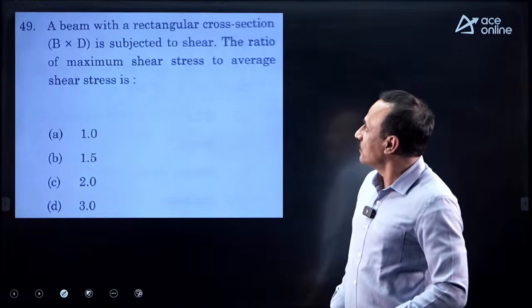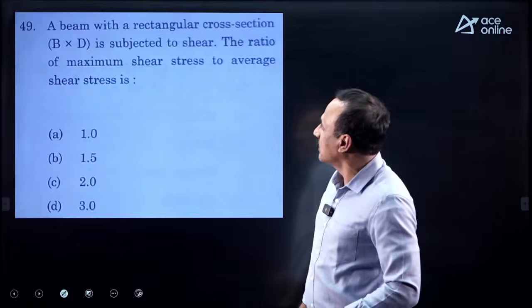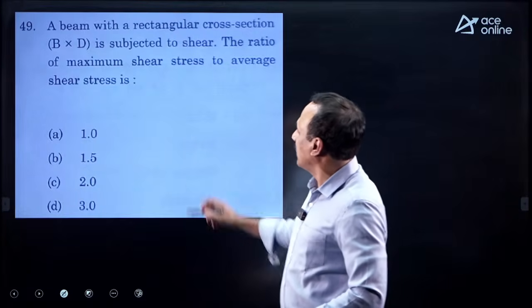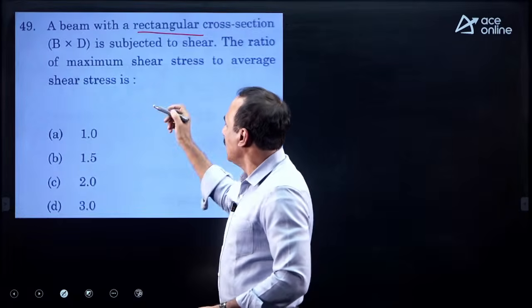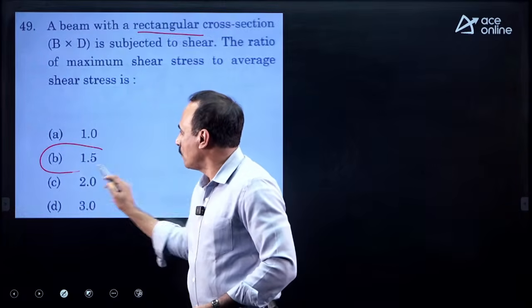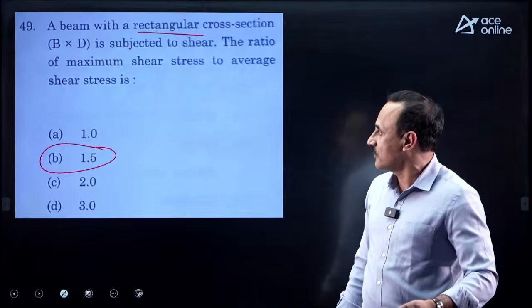Now, coming to the next question, a beam of rectangular cross section B into D is subjected to shear. The ratio of maximum shear stress to average shear stress, for a rectangular section, tau max to tau average is 1.5. It is a straightforward memory oriented question. So, these are the questions of strength of material.